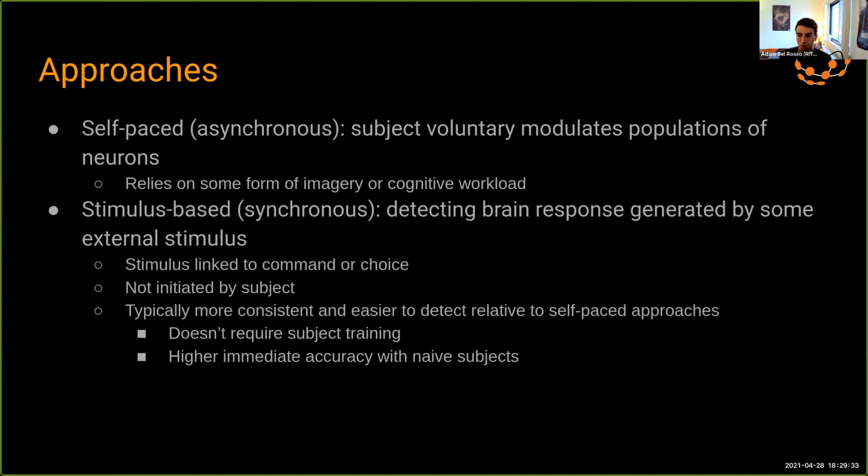So two broad categories of approaches for EEG BCIs, or all BCIs really, are a self-paced or asynchronous mode, where the subject, the user, is voluntarily modulating those neuron populations to do something like move a cursor or select one of the options that's on a screen. And then there are stimulus-based or synchronous mode, which is the BCI system detecting some brain response that is generated by another external stimulus. And typically those stimuli you'll connect to a certain choice. So it might be a letter in a speller, or a certain option on a screen. And so the point to take away is that this synchronous mode is not initiated by the subject.